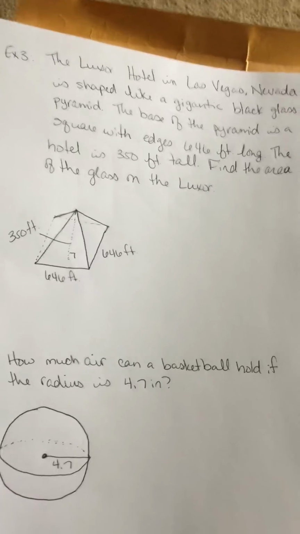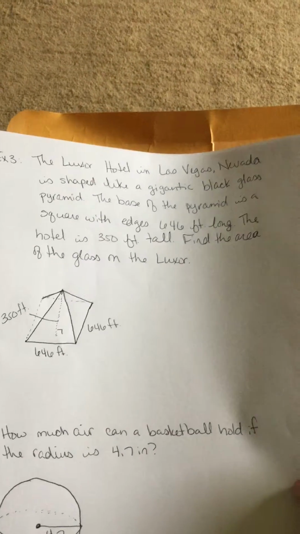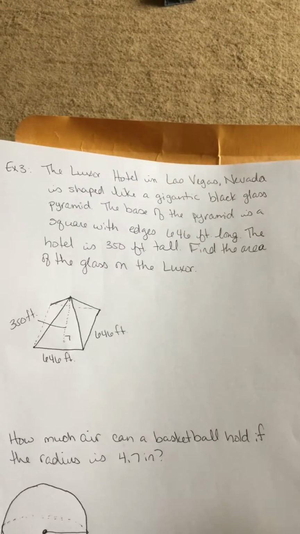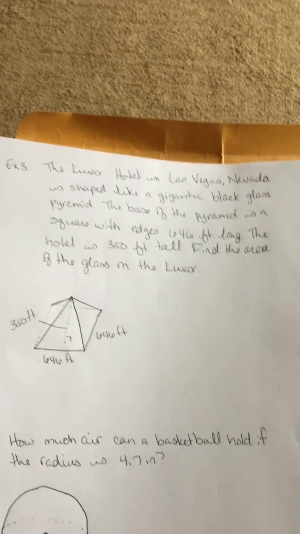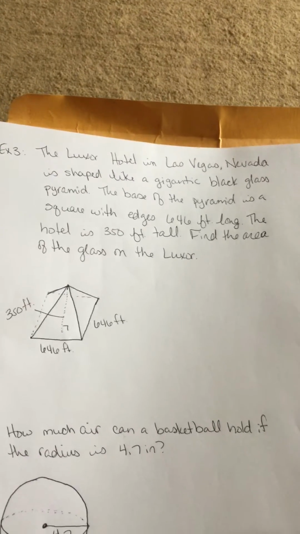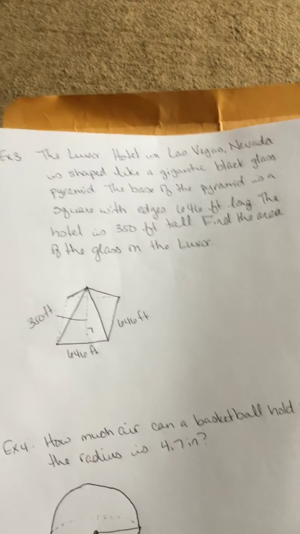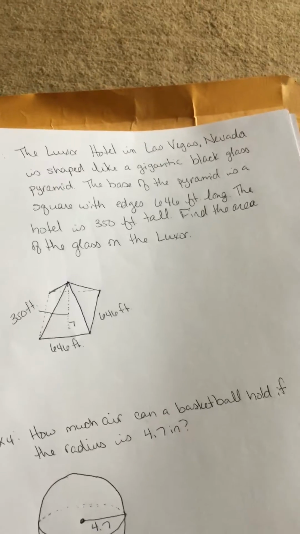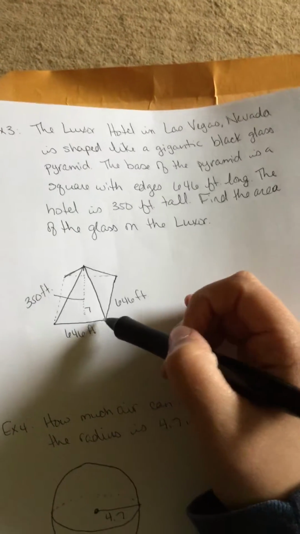For number 3 here, you have the Luxor Hotel in Las Vegas, Nevada is shaped like a gigantic black glass pyramid. The base of the pyramid is a square with edges 646 feet long. The hotel is 350 feet tall. Find the area of the glass on the Luxor. So if you're doing the area of just the glass, the base does not have the glass.